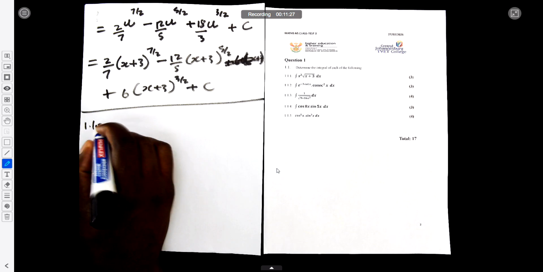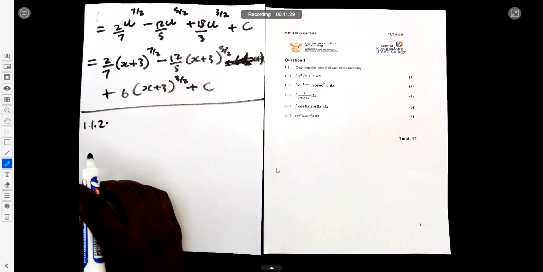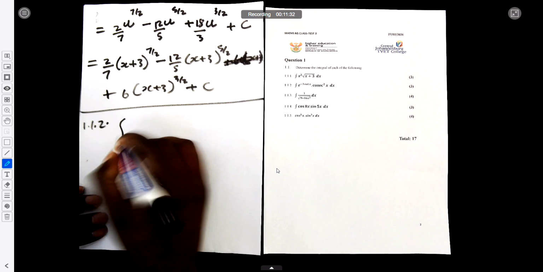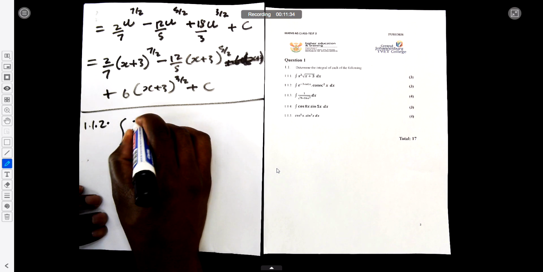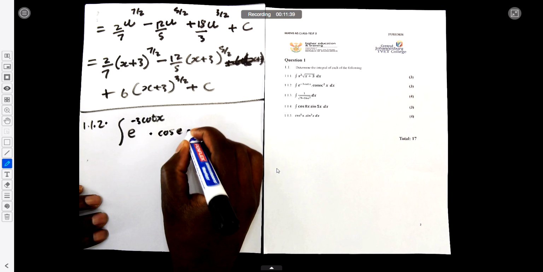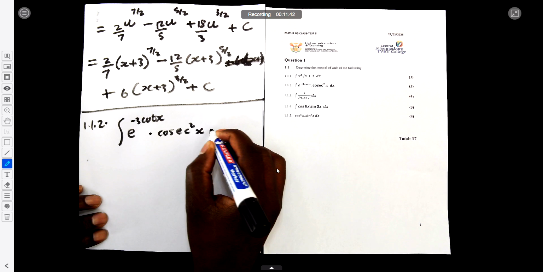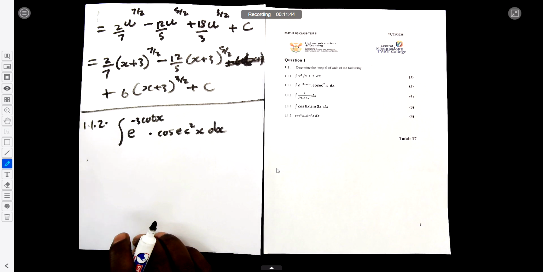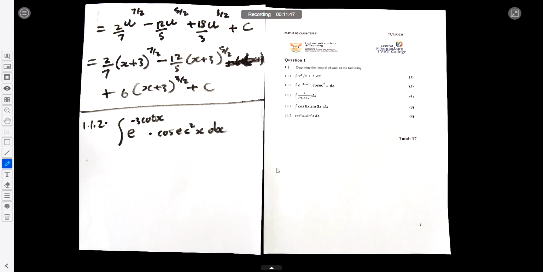So let's look into 1.1.2. We had e to the power of negative 3 cot x multiplied by cosec squared x dx. When you have the following, there are 2 methods that you can utilize, or let me say 3. But the first one is the inspection method.